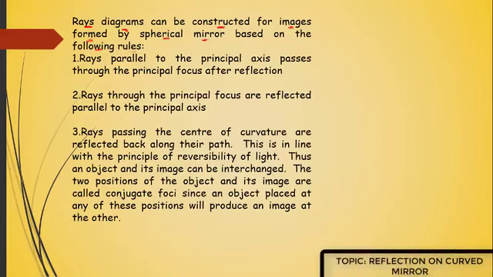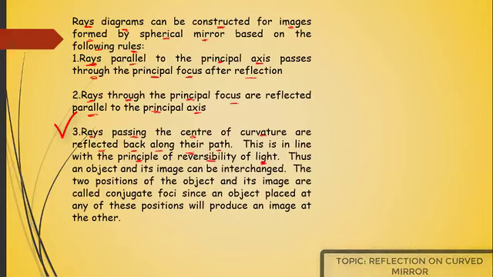But we have to follow the following rules when we want to draw ray diagrams. Rule number 1 is that rays parallel to the principal axis will always pass through the principal focus after reflection. The second rule is that rays that pass through the principal focus are reflected parallel to the principal axis. The third rule is that rays passing through the center of curvature are reflected back along their path. This is in line with the principle we call the principle of reversibility of light.